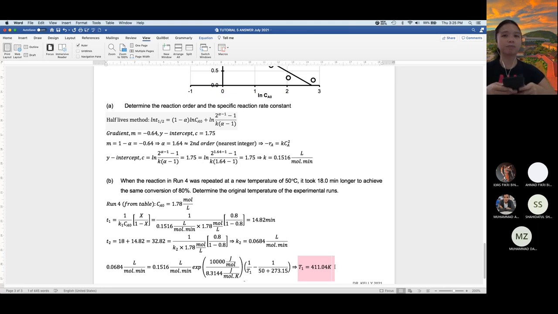Sebab tu kamu nampak kenapa apabila suhu baru tu 50 Celsius, masa menjadi lebih panjang, sebab pada suhu asal dia adalah 137. Maksudnya sekarang dia dah sejuk, dia jalankan run baru ni pada suhu yang lebih rendah. Sebab tu masa tindak balas akan bertambah.